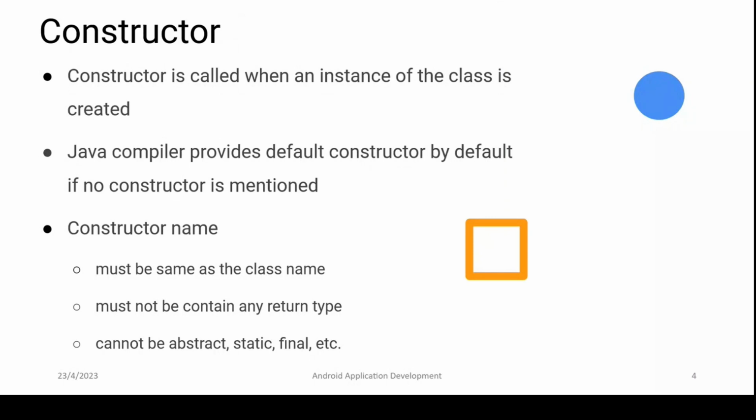So constructor is basically called when an instance of the class is created. What do we mean by this line? How do we create the instance of a class? When you're creating an object, that means you are creating the instance of the class.